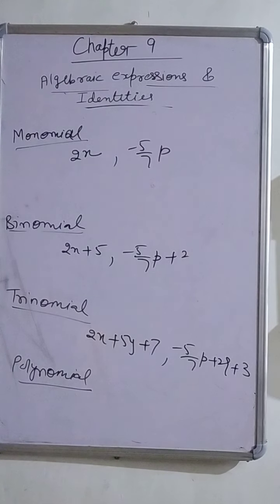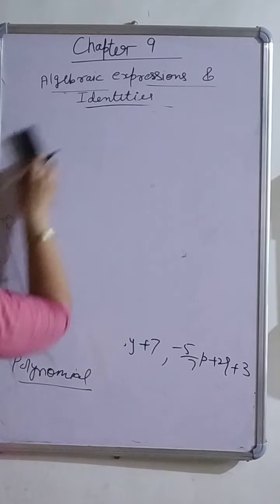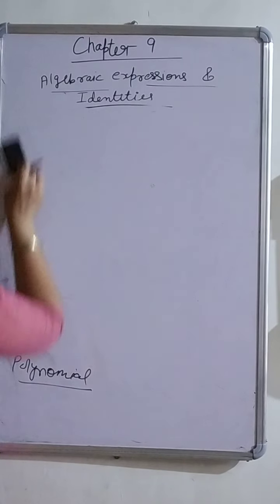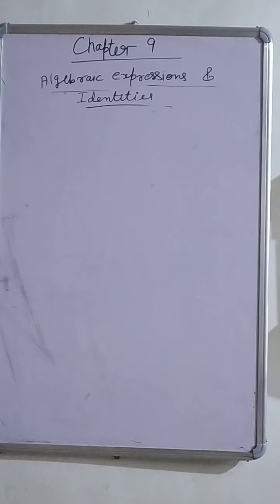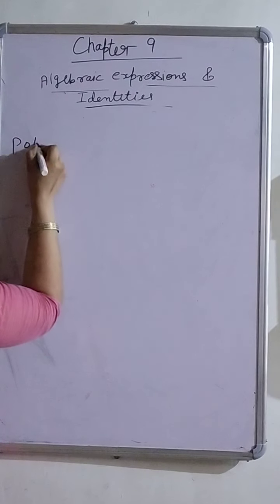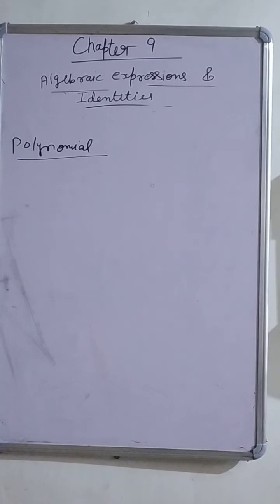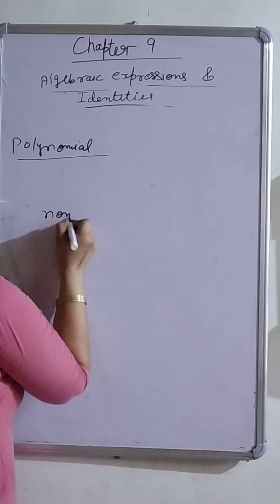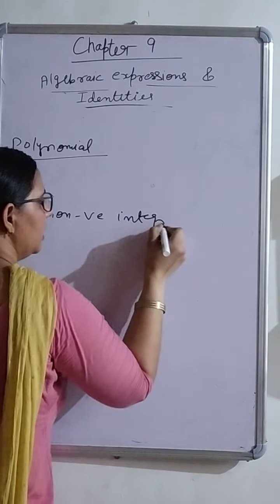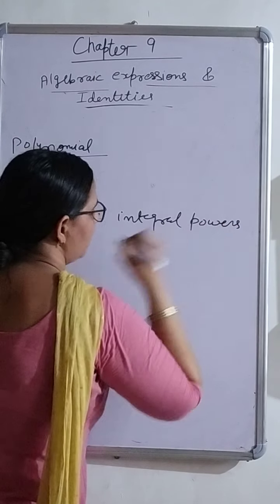Clear? Now this is very important, polynomial. In earlier classes you have read that a polynomial is an expression having more than 3 terms. No. The correct definition of polynomial is an algebraic expression having non-negative integral values as powers of variables. Polynomial is an expression having non-negative integral powers of variables.